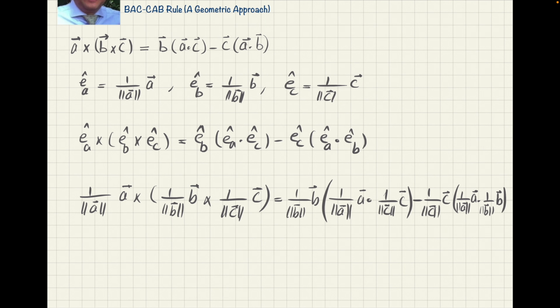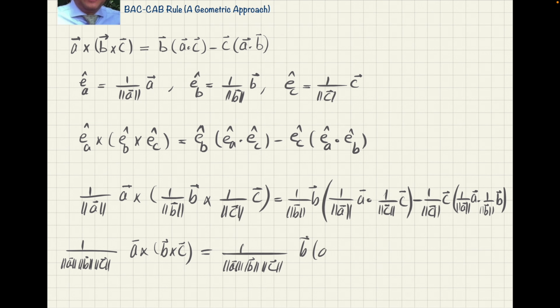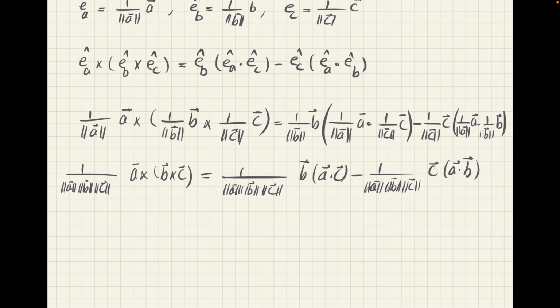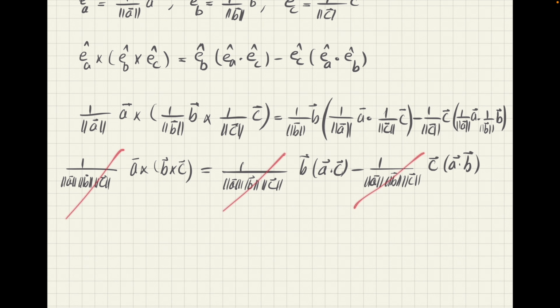Yes, and then hopefully you realize what's happening, because these are constants, so I can write them as 1 over norm of A, norm of B, norm of C, A cross B cross C. On the right hand side I can take these two out, so it becomes 1 over norm of A, norm of B, norm of C, B, A dot C, and the same thing for the second term, so norm of A, norm of B, norm of C, and then I will have C, A dot B. Yes, and then it is clear that I can take this common factor out, then I will get my BAC-CAB equation finally.